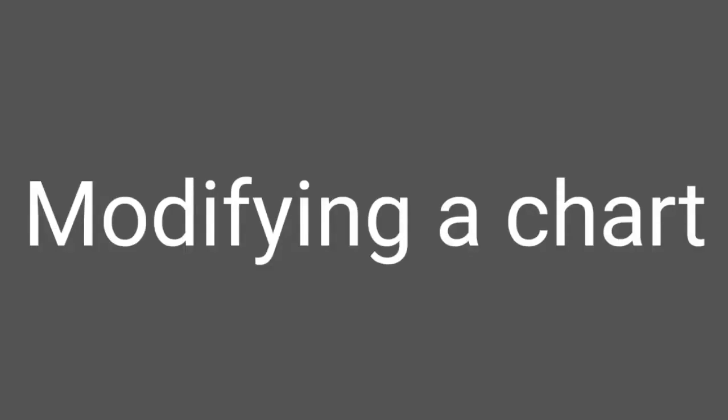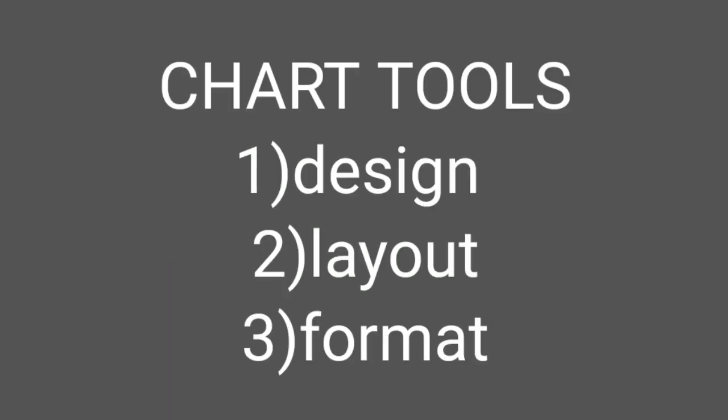Next, let us study modifying a chart. Once a chart has been created, you can modify it. For example, if you want to change the way the axes are displayed, or change the chart title, or move or hide the legend. For this, in Microsoft Excel, there is a section known as chart tools, and inside the chart tools there are 3 tabs provided. First tab is design, second tab is layout, and third tab is format.